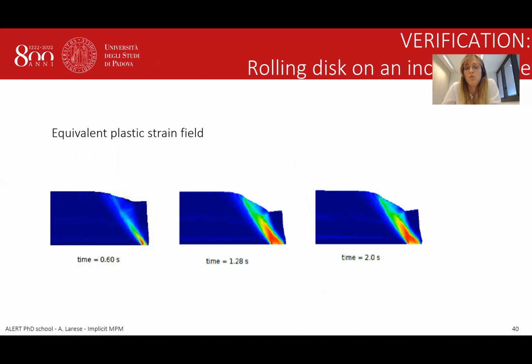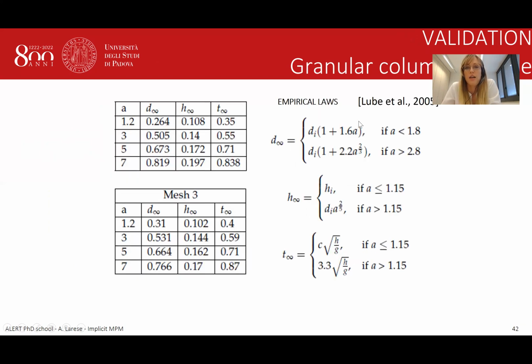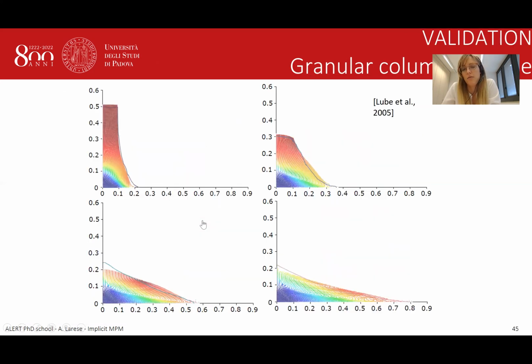But as you know, we could simulate the failure of a dam break. We could analyze the effects of the ratio on the dam break of a granular column, considering different meshes and different aspect ratios of a over H. This is taken from a paper by Lube, who gave us some tabular information, and everything is fine, no problems at all. Of course, we are not considering the frictional condition on the boundary, so this might cause some differences, but more or less the results were quite nice.